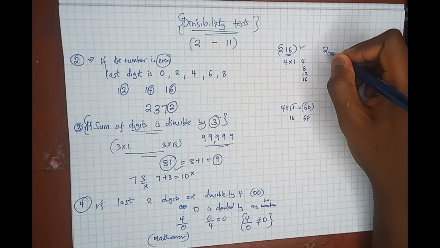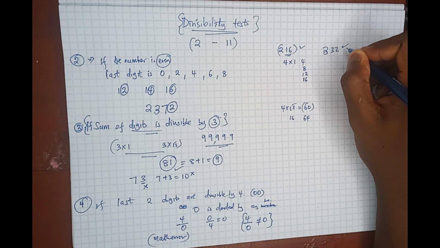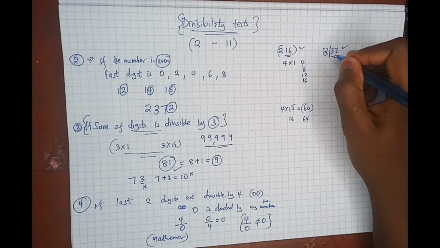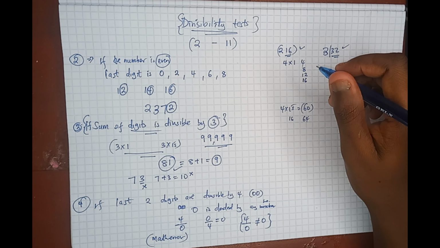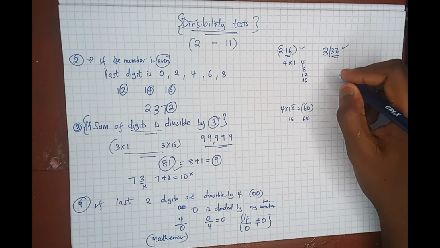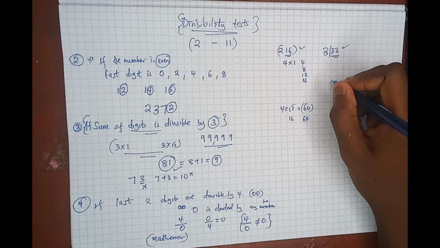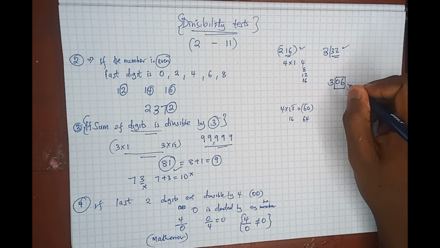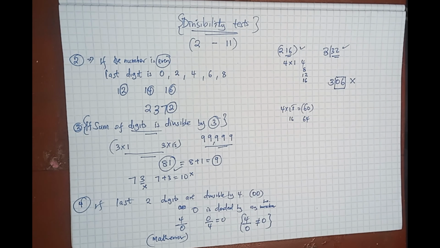When you see 332 you know this is divisible because 32 is divisible by 4, using the last 2 digits. Okay. So if you're given a number like 306, check whether the last digits are divisible by 4. You'll find that a number like this is not.